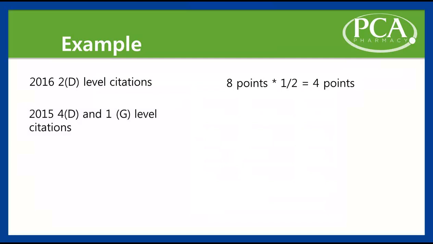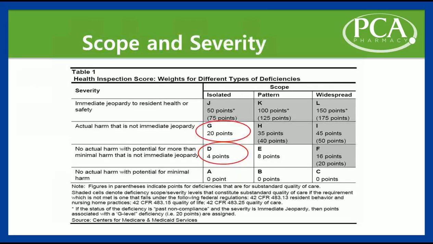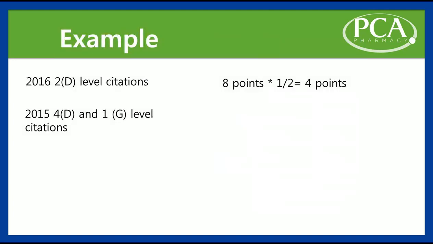In 2015, our example had 4 D-level citations and 1 G-level citation. Again, a D citation is 4 and a G citation is 20. So 4 times 4 is 16, plus 20 is 36 points. A weight of 1/3 gives them a score of 12 points for 2015.